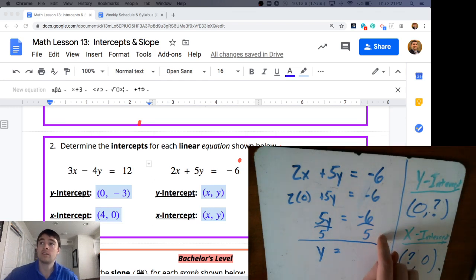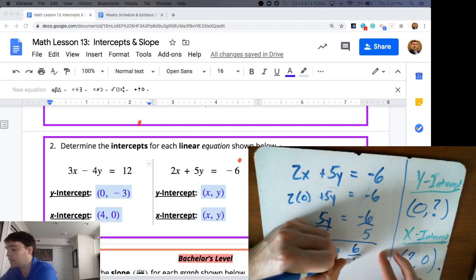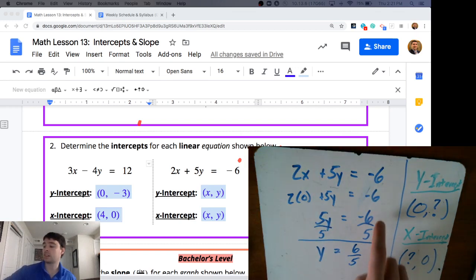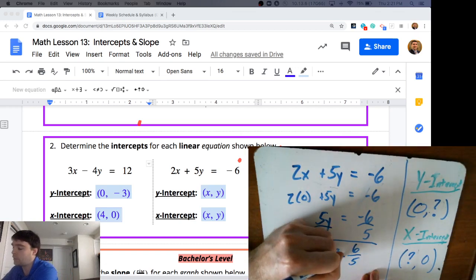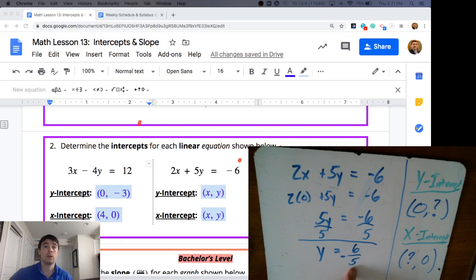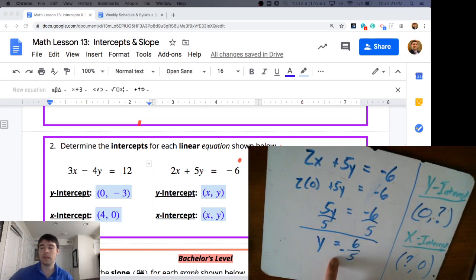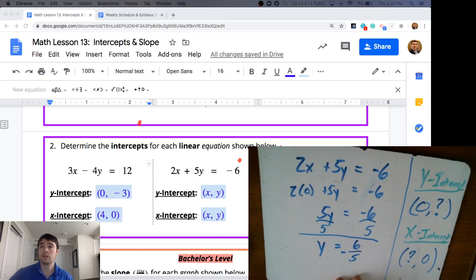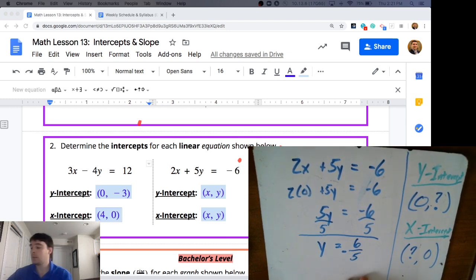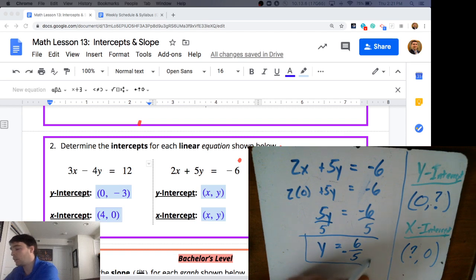6 does not get divided evenly by 5. If that happens, if you don't get a whole number with your fraction, it's okay to leave the answer as a fraction so long as the fraction has been simplified. Here, 6 over 5 can't be simplified any further. That's reduced as far as it could go. We have to remember a negative divided by a positive makes a negative. So in this case, we have a y-intercept of negative 6 over 5.